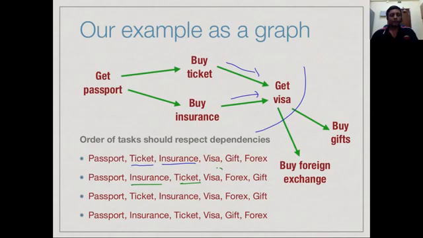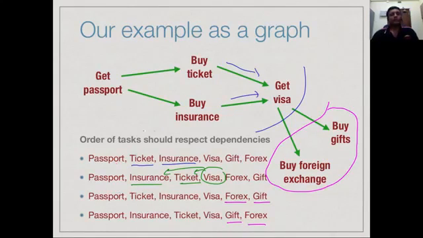So there is a different ordering possible which does not violate the constraints. On the other hand, for a visa, you need both. So visa must come after both ticket and insurance. But again, having done the visa, there is no constraint between buying the foreign exchange and buying gifts. So you could do the foreign exchange before the gift or the gift before the foreign exchange. In this particular example, there are 2 possible ways of reordering the ticket and the insurance, and 2 possible ways of reordering the gifts and the foreign exchange. So overall, there are 4 different sequences which are compatible with these constraints.